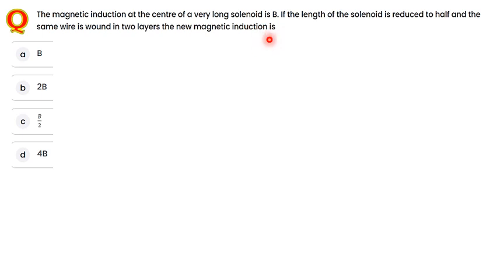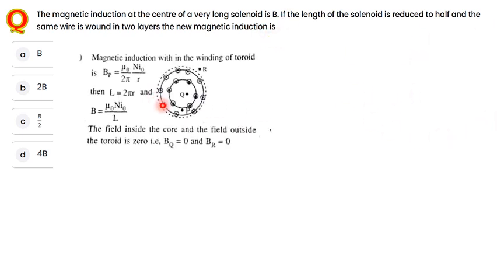If it is formed like two layers, this is about the toroid shape. In this toroid shape, the length will be forming like this. The field inside and outside of the core will always be equal to 0. But at the center, the value is already given. This is about the center one. Outside and inside, this is 0 here.